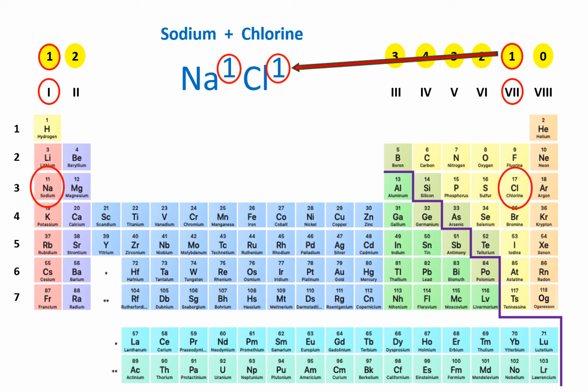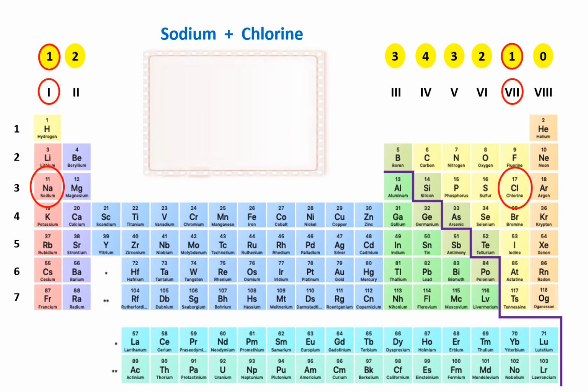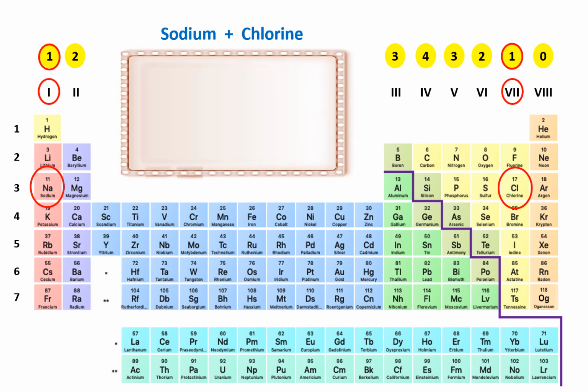Now it is time to cross over. Elements exchange superscripts, which now become their subscripts. Finally, we remove the numbers 1. The formula is NaCl, just like what we had obtained using the long way with the diagrams of the simplified atomic models. And the name is sodium chloride.